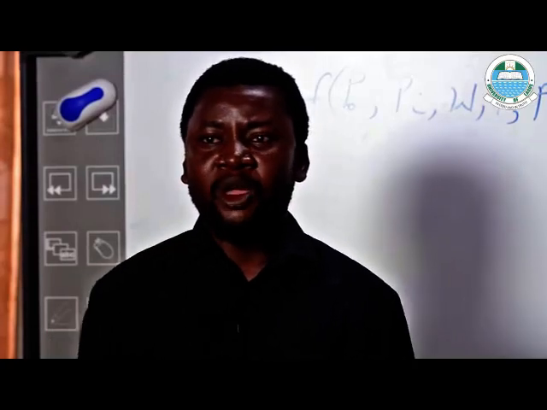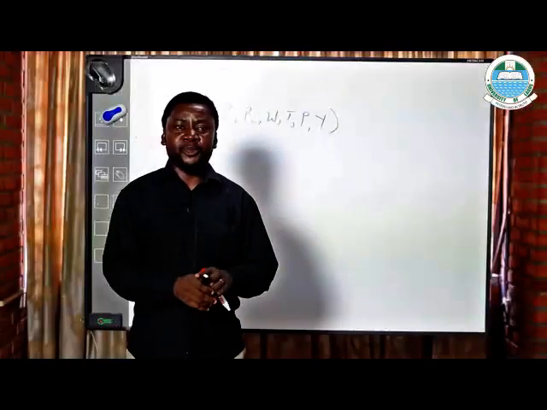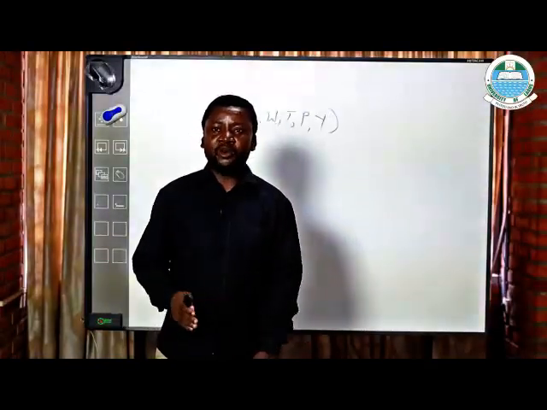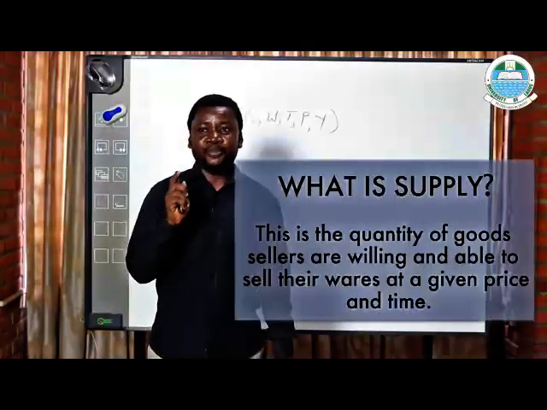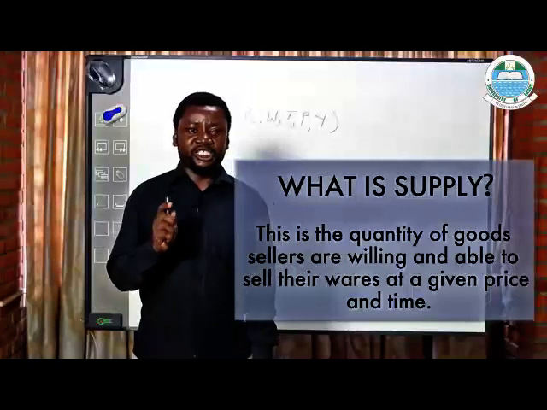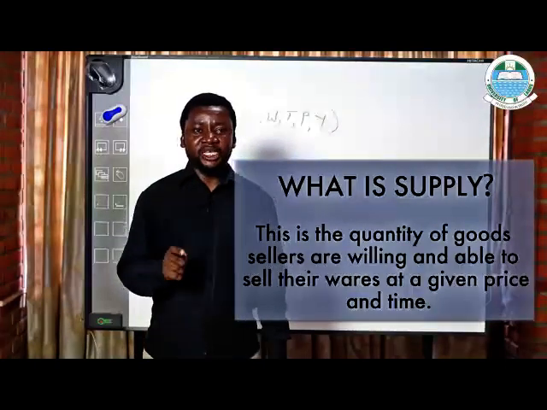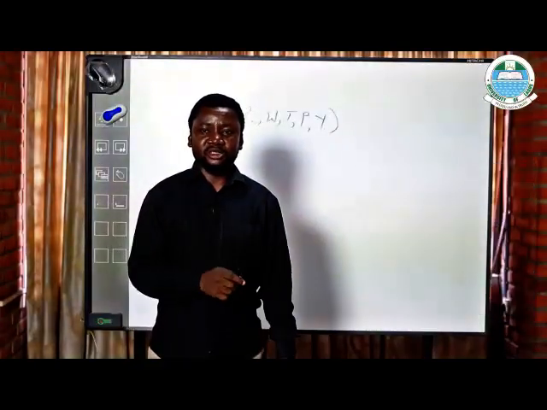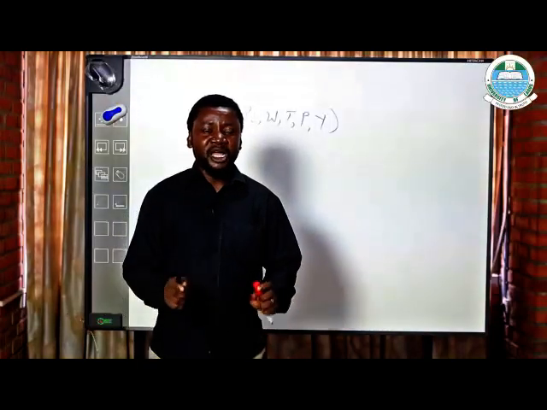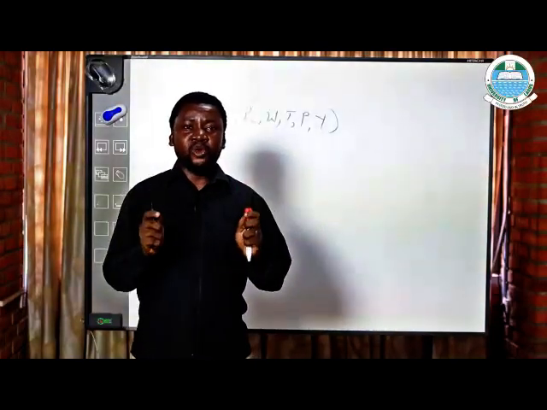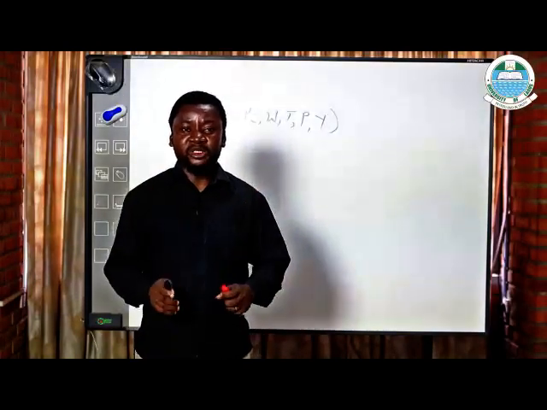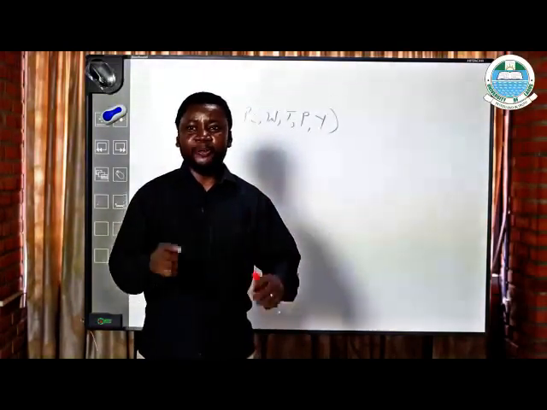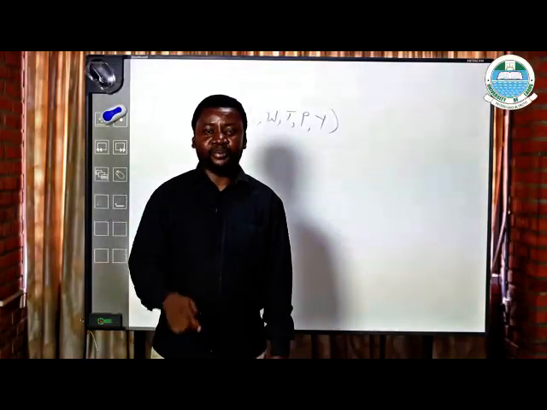Then supply. What is supply? Supply is the opposite of demand. We can define supply as the quantity of goods and services a seller is willing and able to sell at a particular price and time. This is totally different from demand. Demand looks at it from the angle of the buyer or purchaser, while supply looks at it from the angle of the seller. What are the factors that affect supply?